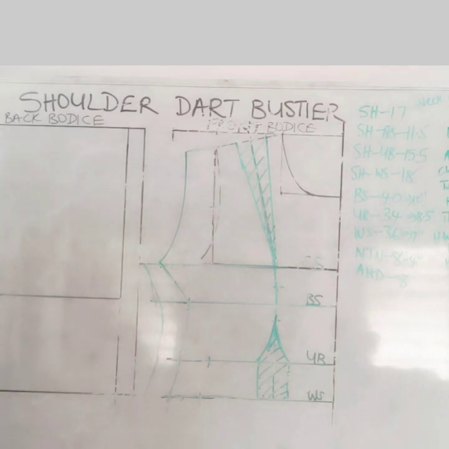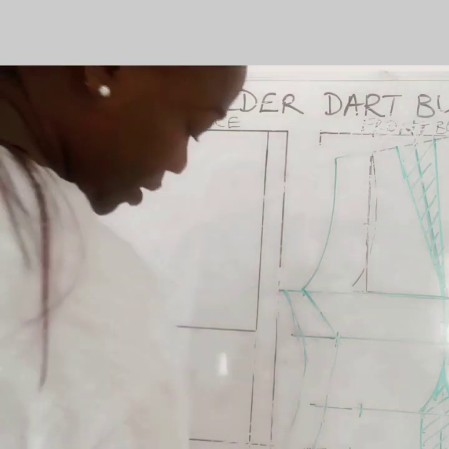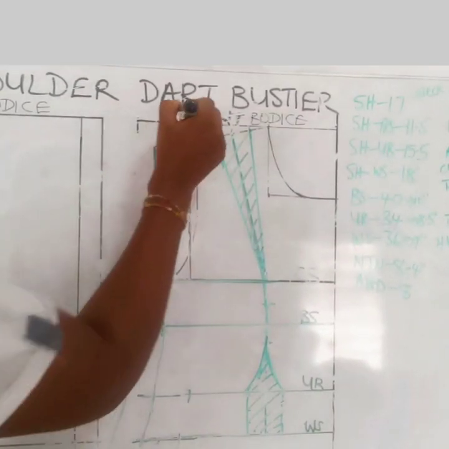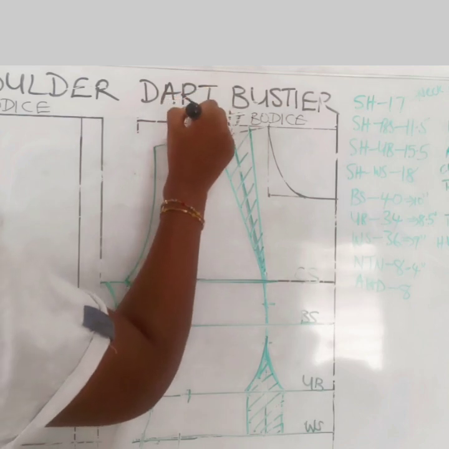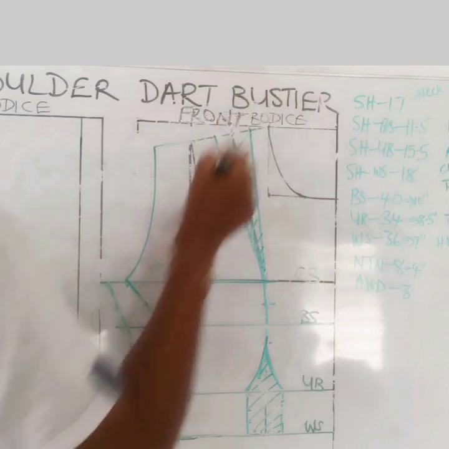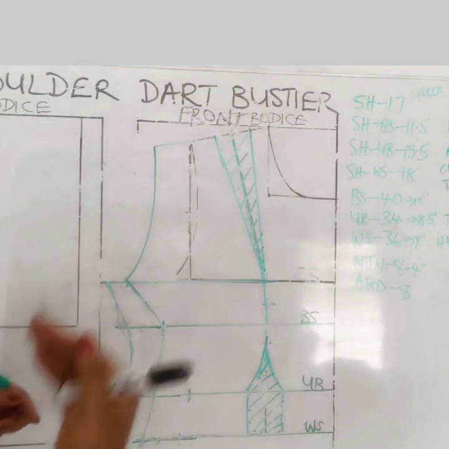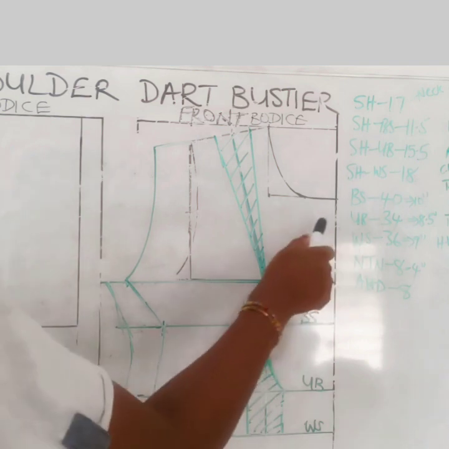Okay, so let's come to the back. For the front, you are folding with the highest circumference divided by 4 plus some seam allowances. So we said the highest was the bust circumference, which is 40 divided by 4, 10, and we add 4 inches to that. That will give us 14.